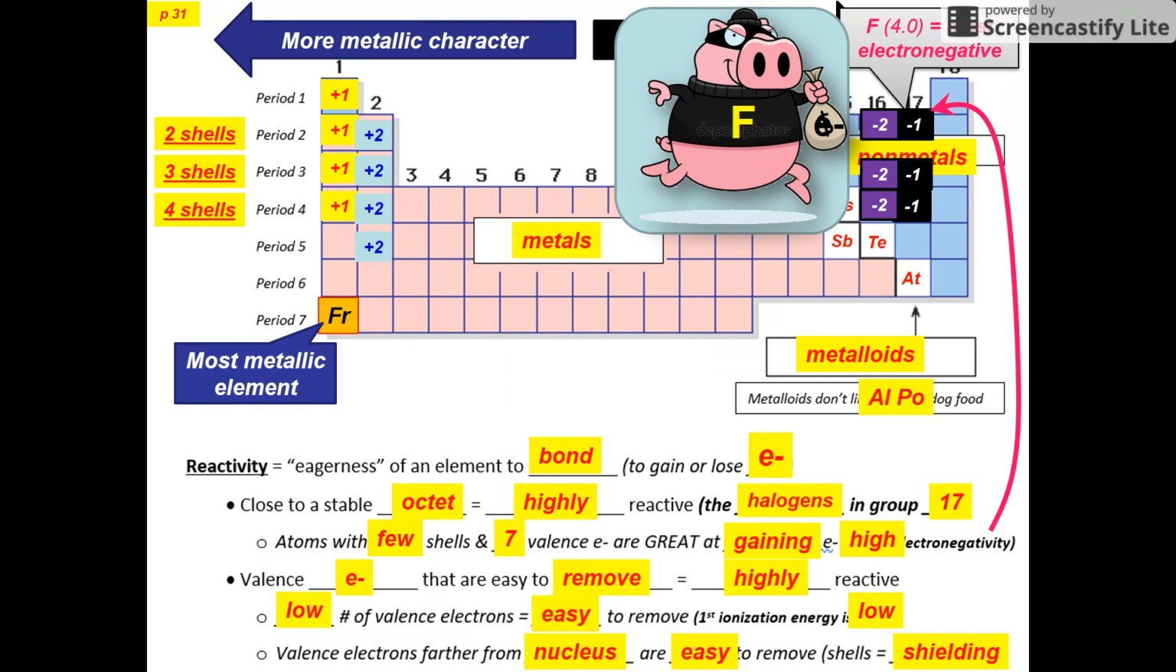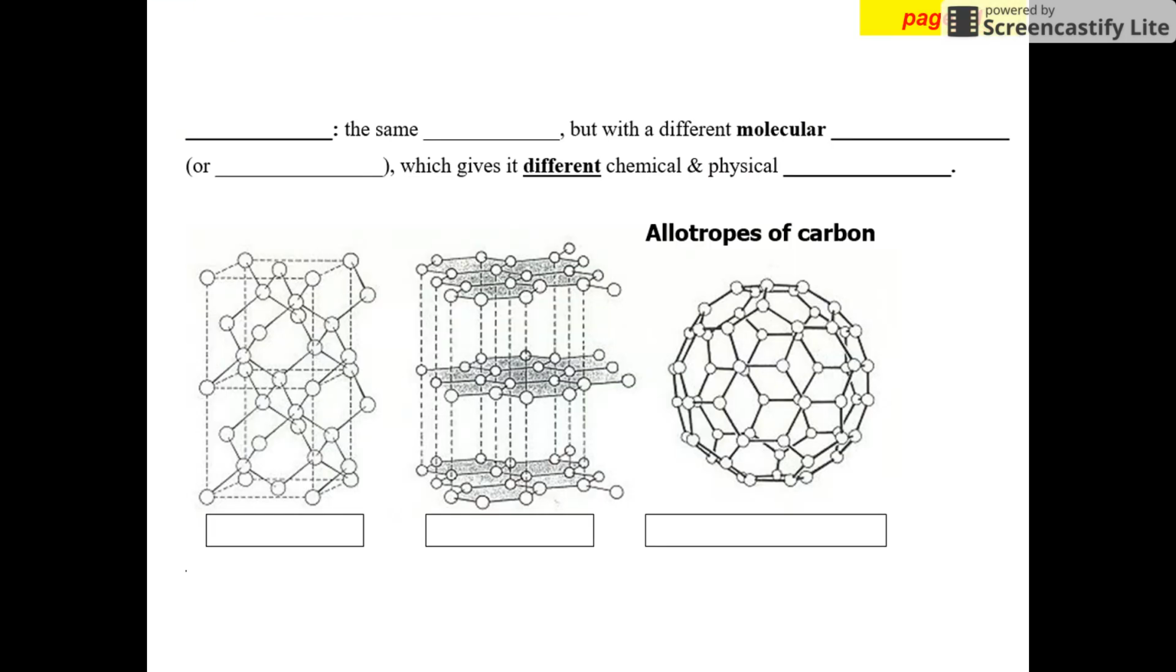Now I just want to add one new topic that is kind of getting squeezed into this unit. And if you turn to page 51, we're going to talk about what is an allotrope. It's kind of like an isotope, but the word is allotrope. So turn to page 51. Hit pause if you need to.